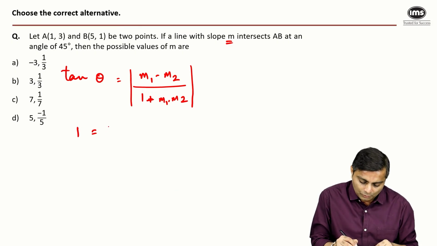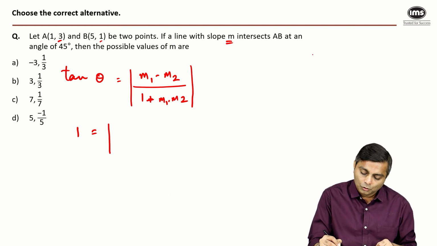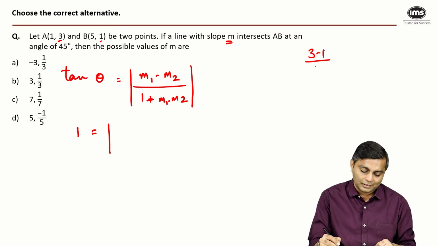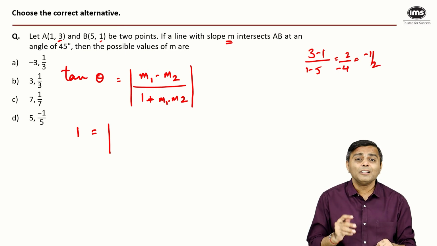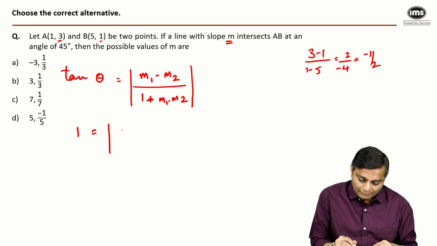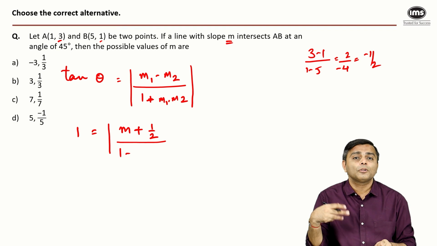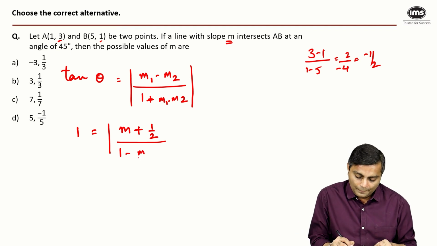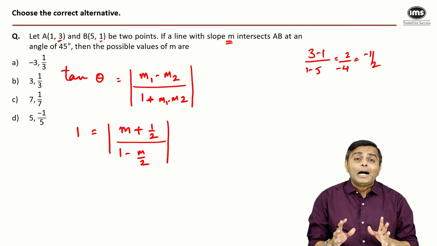So this becomes simple. This is equal to mod of, let's find the slope of the first line, y2 minus y1, so 3 minus 1 upon x2 minus x1, 1 minus 5. So this is 2 upon minus 4, which is minus half. One slope is minus half. So let's say we keep the other one as m. So m minus half is going to be m plus half upon 1 minus half into m, so m by 2. This is what it is going to reduce to. So now the thing is in a mod.